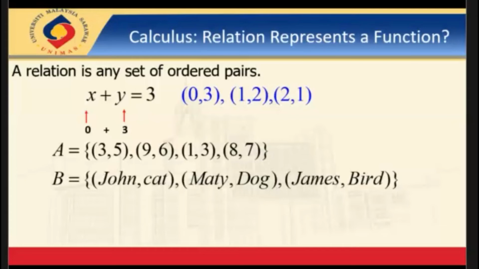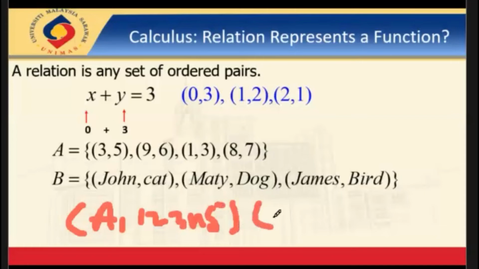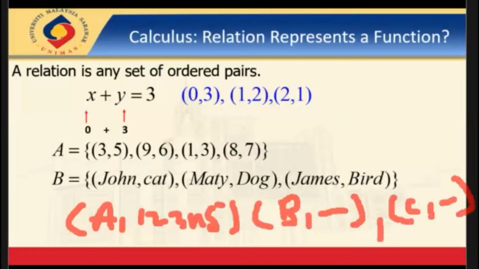Let's suppose student A has matric number 12345. So this is one ordered pair. The next ordered pair will be student B and its matric number, then student C and another matric number. So we can represent any type of data in a relation like this.